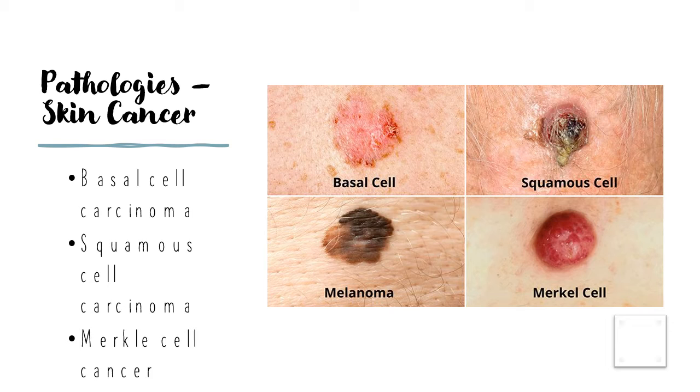Finally, melanoma is the most serious of the skin cancers because it spreads to other parts of the body more rapidly. It begins in cells called melanocytes that are responsible for producing the pigment of the skin. These are some examples of what skin cancer looks like.